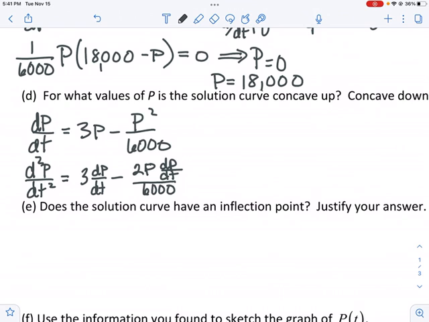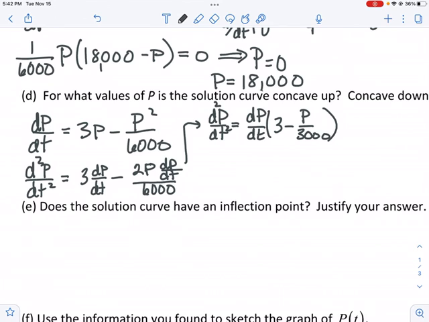So we get the second derivative, d squared P over dt squared, is then equal to dP/dt times, and I'm going to do a little factoring here, 3 minus P over 3,000.